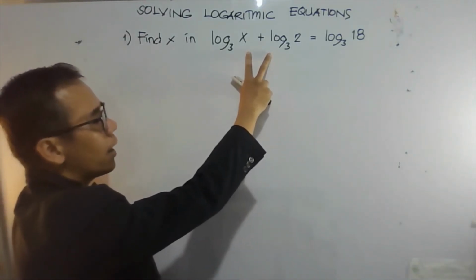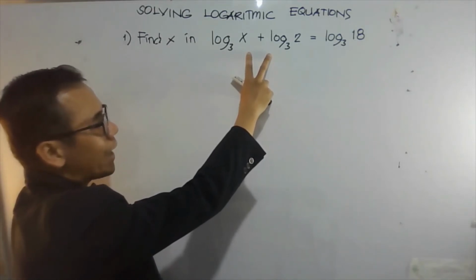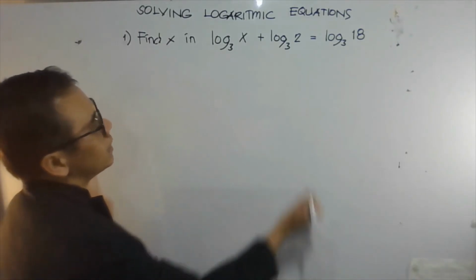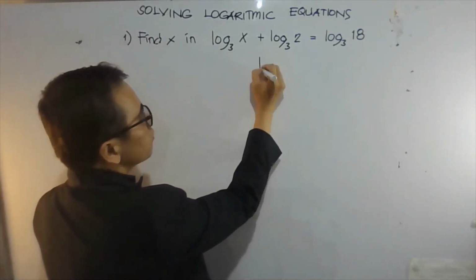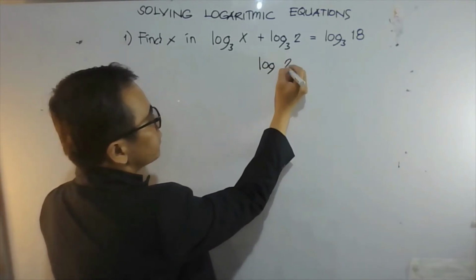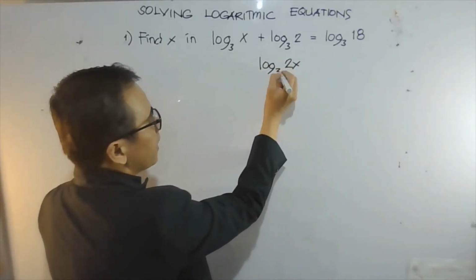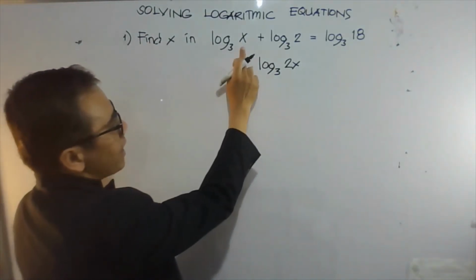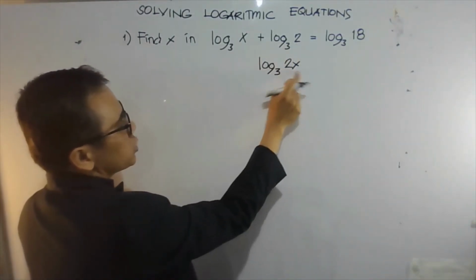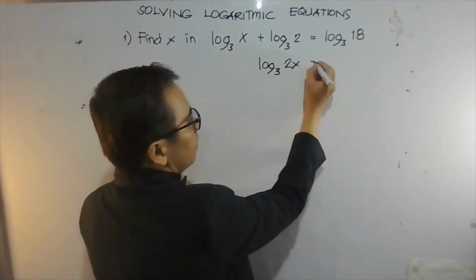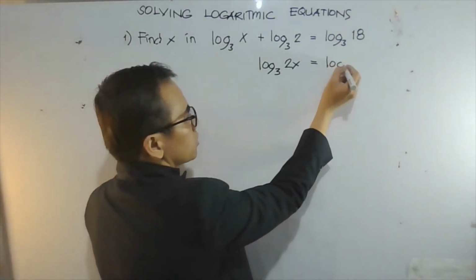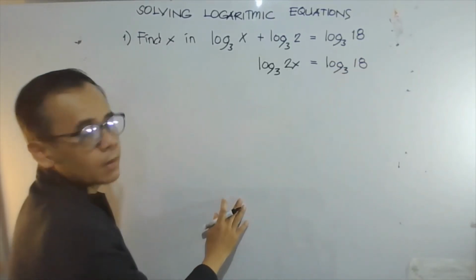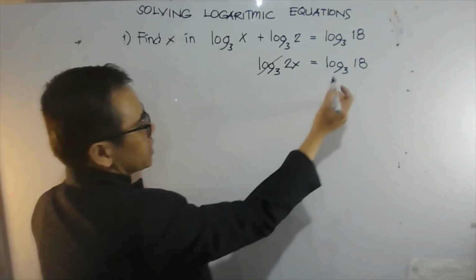Therefore, we're going to apply the product rule so that we can condense this expression into a single logarithm. So this is now equal to the log of 2x base 3 for these two expressions. Okay, it's x times 2, so it's 2x base 3. That is equal to the log of 18 base 3. We can eliminate the logarithm already.